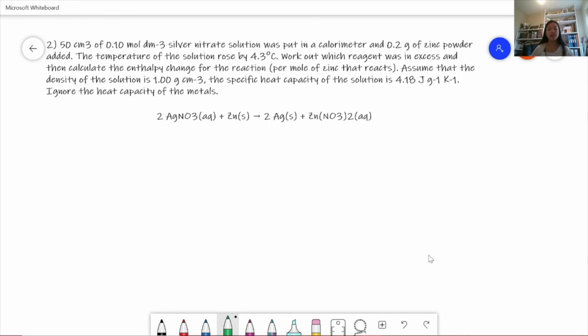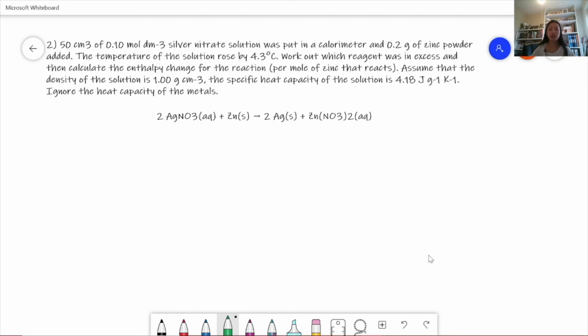So this second question is a bit more involved, but feel free to pause the video and try it first. So 50 centimeters cubed of 0.1 molar silver nitrate solution was put in a calorimeter and 0.2 grams of zinc powder was added. The temperature of the solution rose by 4.3 degrees.